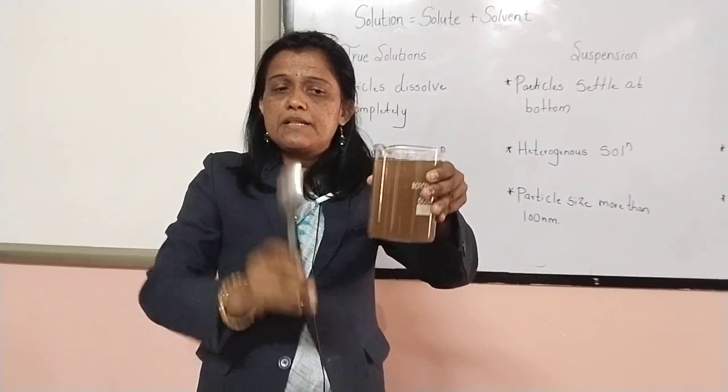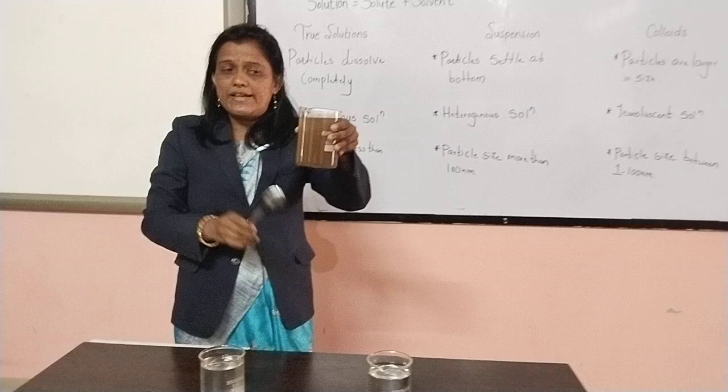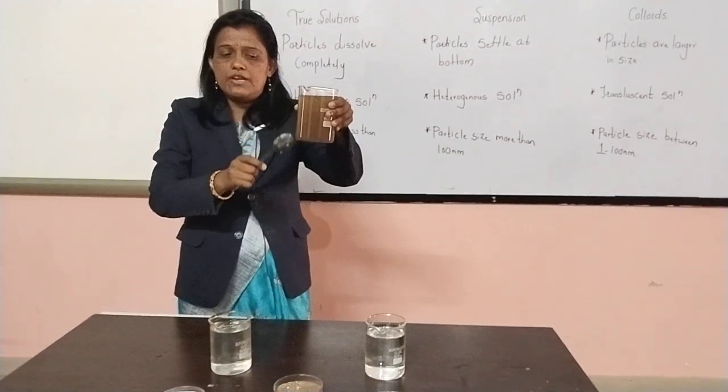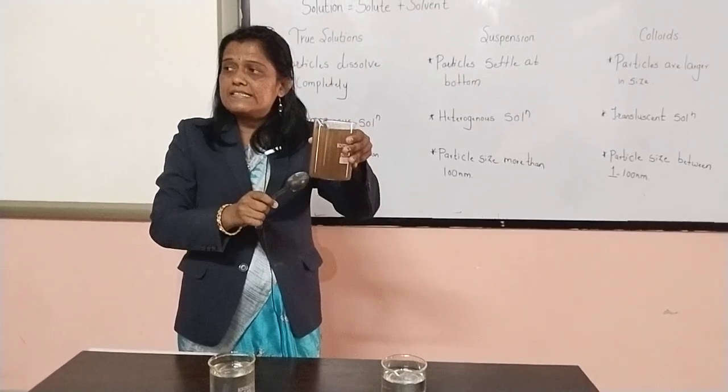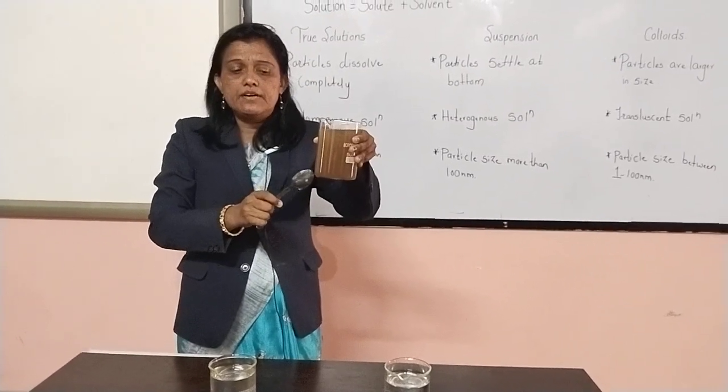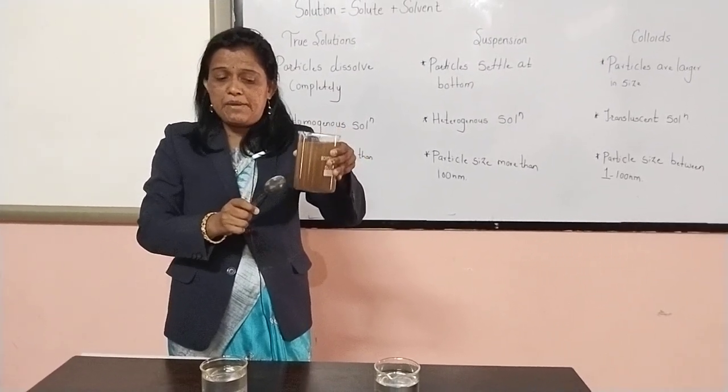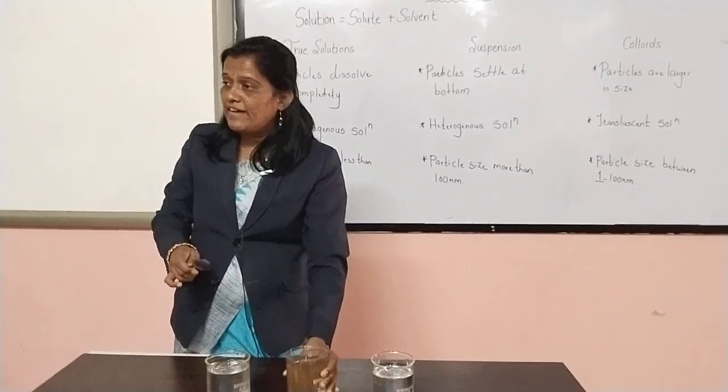After keeping the beaker for settling, you can see children, these soil particles settle at the bottom. So you can easily and clearly see the soil particles in the second beaker. So we will keep this beaker as it is.